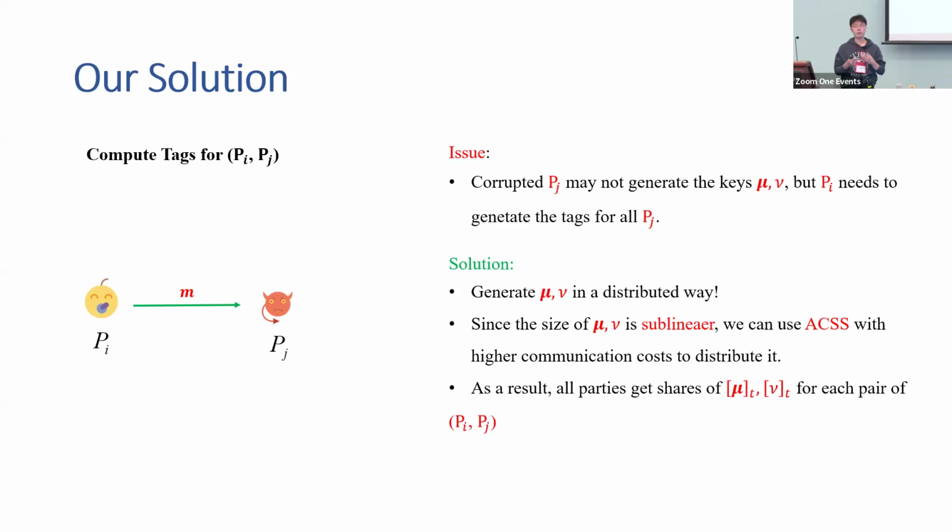At a high level, we let all parties invoke another protocol, ACSS, which may have higher communication, to prepare a t-share of mu and nu. Since it's a t-share, later all parties can reconstruct the secrets to PJ. The reason we can use the higher communication ACSS protocol here as a subprotocol to construct our linear ACSS is that the size of the keys is sublinear.